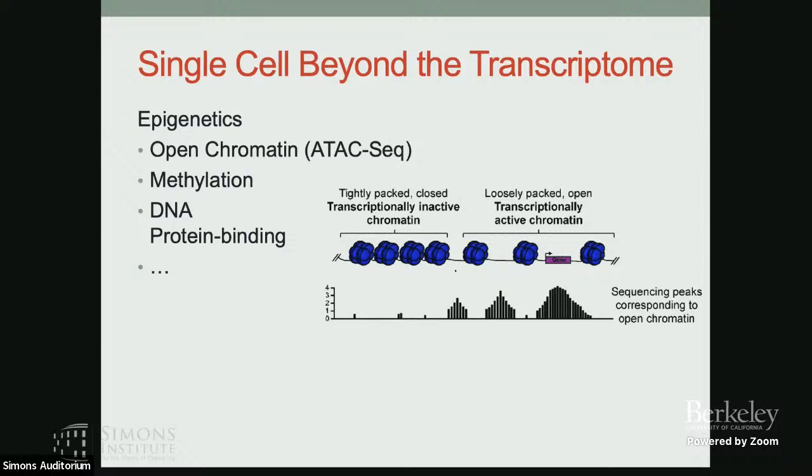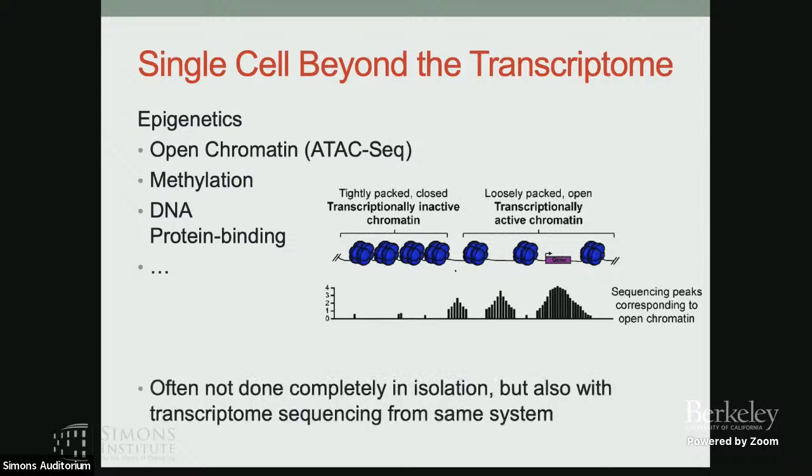And it clearly has large interactions with the transcriptome because, of course, regions that are going to be transcribed will have areas open, but other more distal regions can also be open for enhancers and things like this that are necessary for transcription. And so many of these are often not done completely in isolation, but also in conjunction with doing transcriptome sequencing from the same biological system.